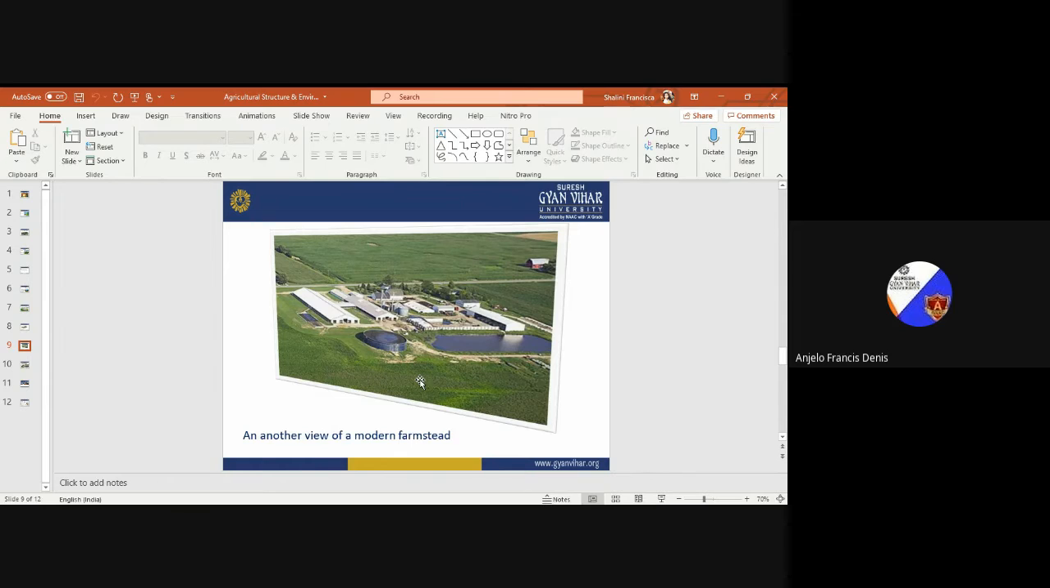So you can see the designing of the farmstead depends on several factors. You can see from this image it is very clear that somewhere at this location is at higher elevation and this side it is lower elevation. So at the lowest point they have constructed the fish pond. So this fish pond can be utilized for two or three purposes.